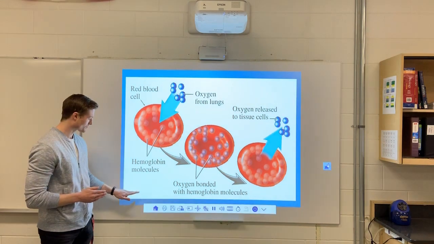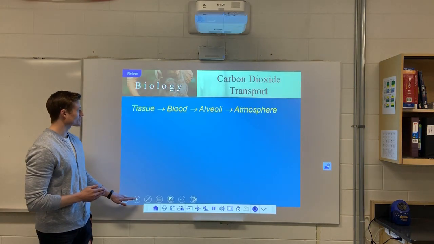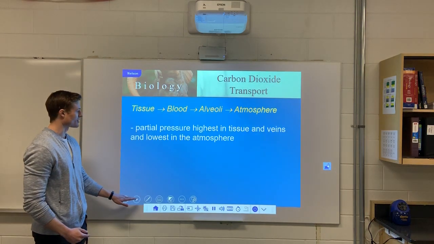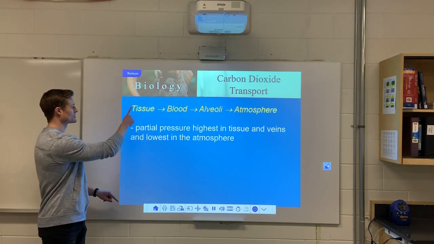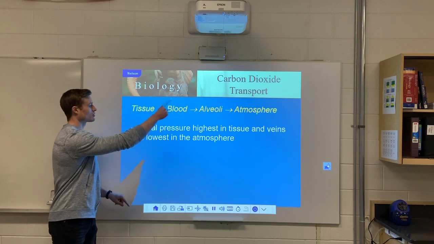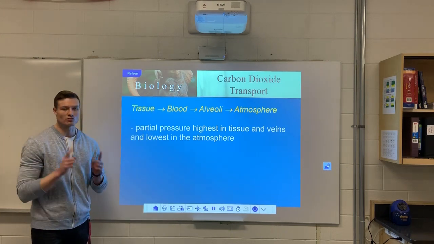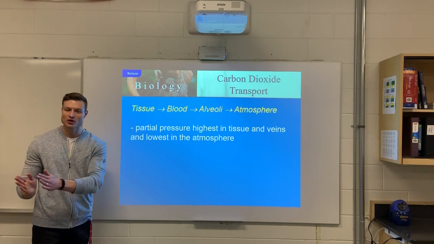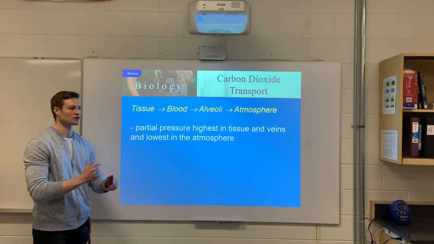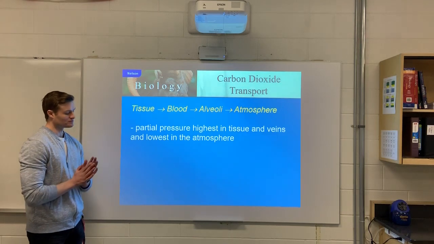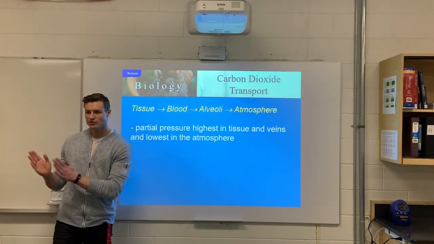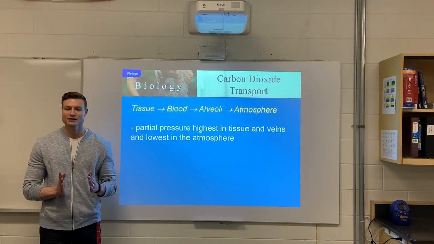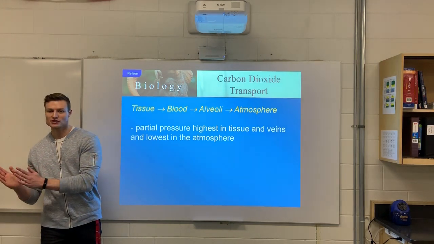So nice and easy. Unfortunately, carbon dioxide transport is a little more difficult. So let's wrap our heads around this. Carbon dioxide wants to move from the tissue to the blood, to the alveoli, and eventually to the atmosphere. But remember, gases always travel from an area of high partial pressure to an area of low partial pressure. So here's the issue. When CO2 diffuses into your blood, if the pressure gets too high, it'll just go back into your tissue.